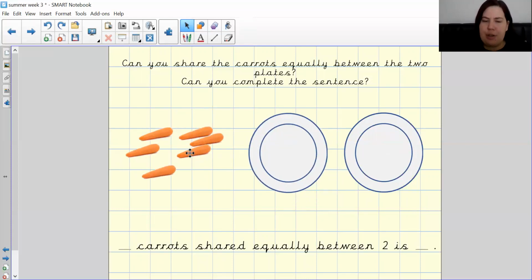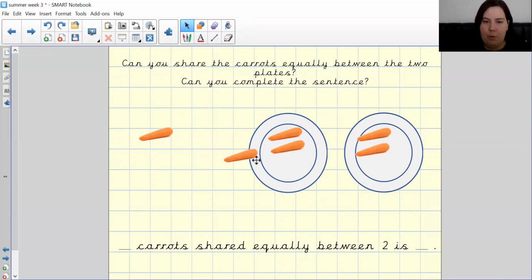So this time I'm going to try and make it a lot more clearer. 1, 2, 1, 2, 1, and 2. Now let's have a look, see if I've done equal groups. 1, 2, 3, 1, 2, 3. Yes. So I have shared the carrots equally between the two plates.